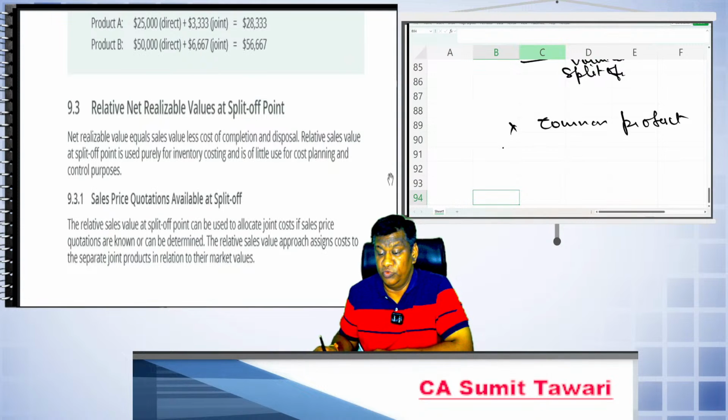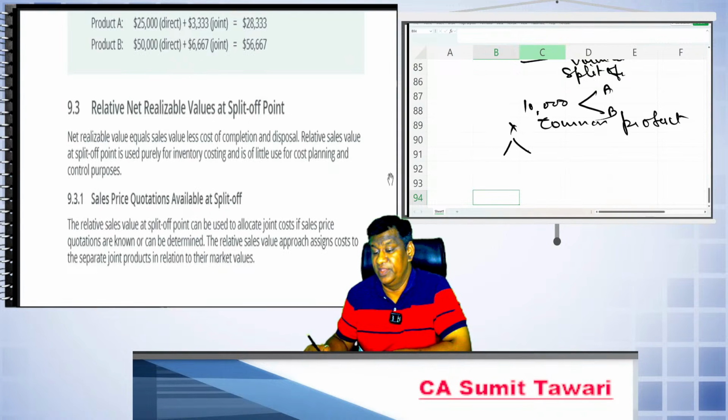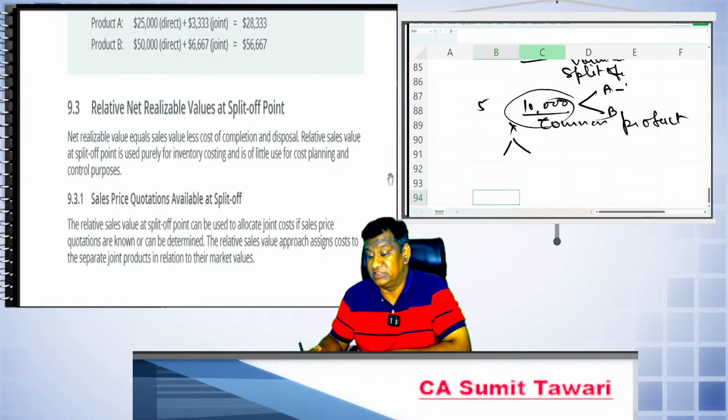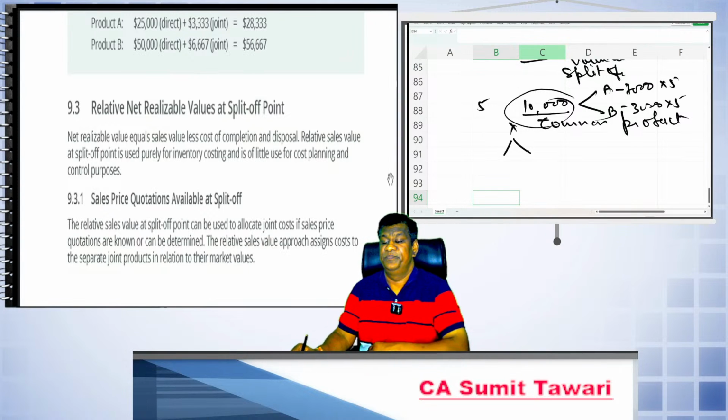If we know the sell price at this level only, the relative sell value at split off point can be used to allocate the joint cost if sell price quotations are known. Say we produce 10,000 quantity and we need to bifurcate A and B. Even if we do not process this 10,000 quantity, I can sell it at $5 per unit. I need 7,000 here and 3,000 here. So I can apply the 5 and 5.